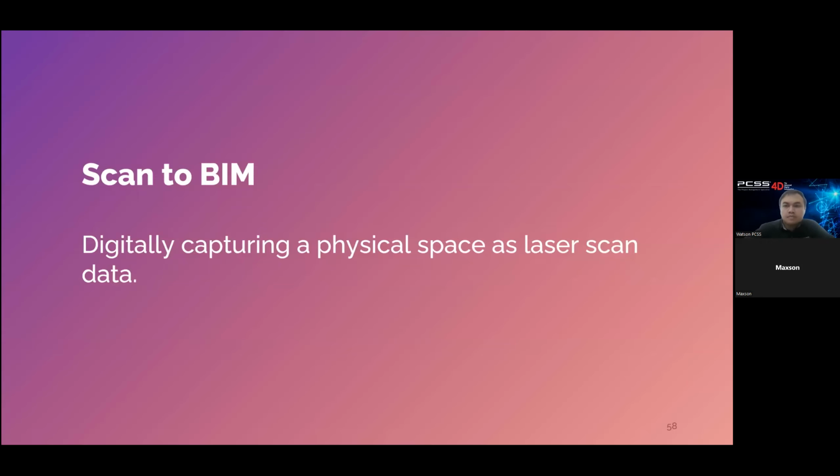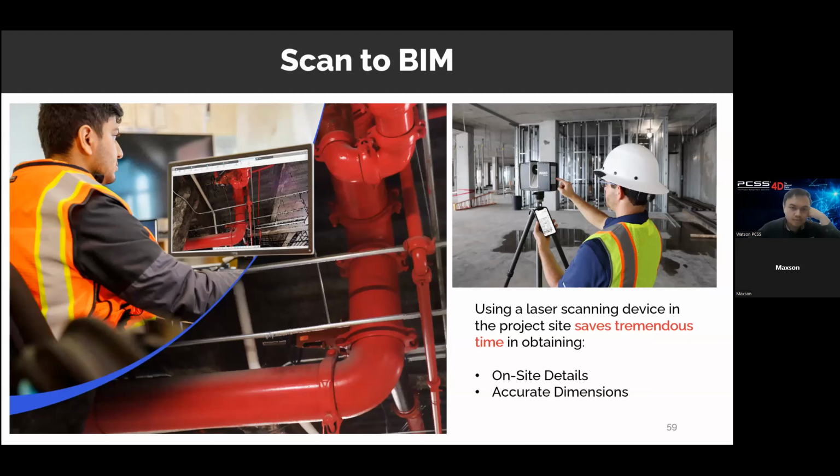Many words: laser scanning or reality capture. Okay, I'll just call it scan to BIM. It is actually digitally capturing a physical space using a device. Most commonly it is a laser scan device, and once you capture it, you will have a file. It's normally called laser scan data, and this file is a 3D file consisting of millions of points that actually show the physical building.